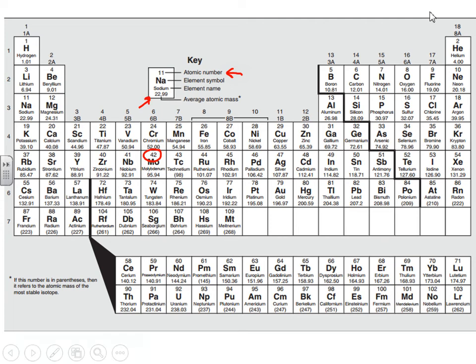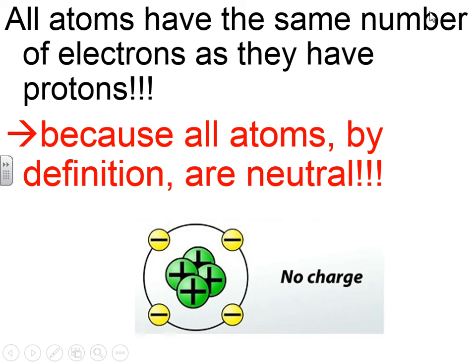Now here it says all atoms have the same number of electrons as they have protons. So electrons and protons will be equal for atoms, and the reason for this is that atoms are neutral. An atom technically is neutral. The positives and negatives are balanced. Remember, the positives are in the nucleus, the negatives are on the outside. In this case, you have 4 positives, 4 negatives. This is the element beryllium, and it has no charge.